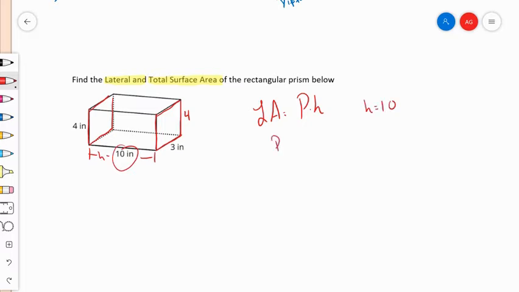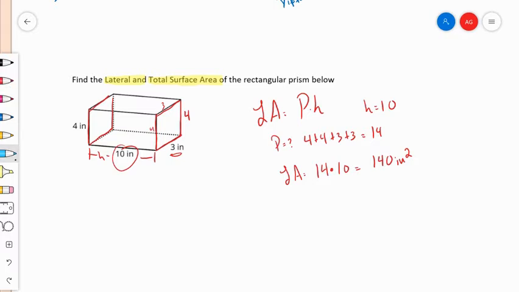So really what I have to figure out is what is perimeter. So perimeter is going to add the two sides, which is 4 and 4, and then this 3 and that 3. And so I have plus 3 and 3. And so the perimeter is 14. And so my lateral area is just perimeter, which we said was 14, times, and I'm going to put a little dot to represent multiplication, times 10, gives me a lateral area of 140 inches squared.